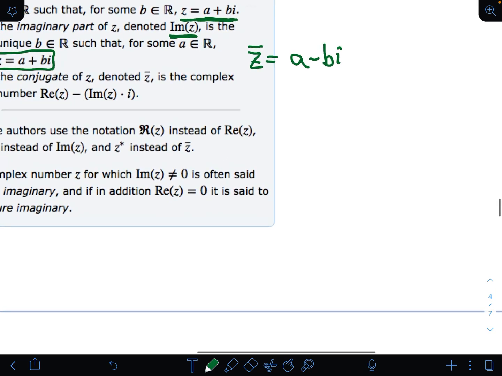So if I was in class here today, I would give you several different examples. For instance, if I said, okay, if z is 2 plus 5i, tell me what z bar is.